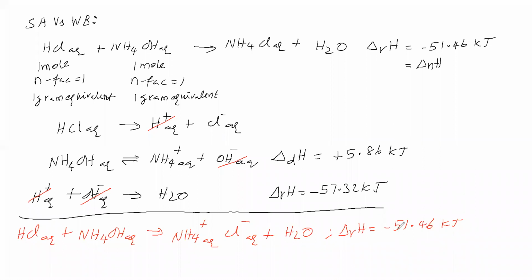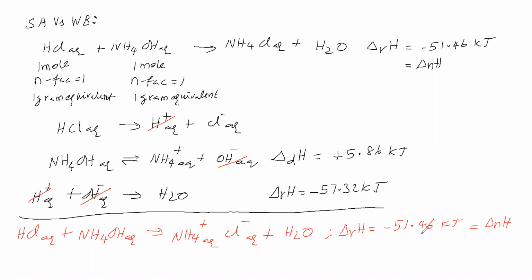This is the net amount of heat involved. That means when 1 gram equivalent of HCl reacts with 1 gram equivalent of ammonium hydroxide to give salt and water, the net amount of heat involved is minus 51.46 kilojoule. Therefore, it is called the enthalpy of neutralization between HCl and ammonium hydroxide. So HCl and ammonium hydroxide enthalpy of neutralization is how much? Minus 51.46.